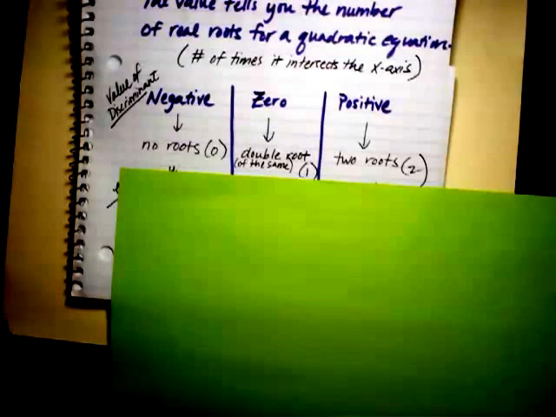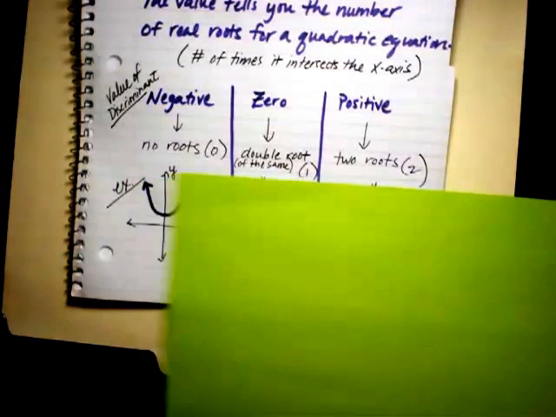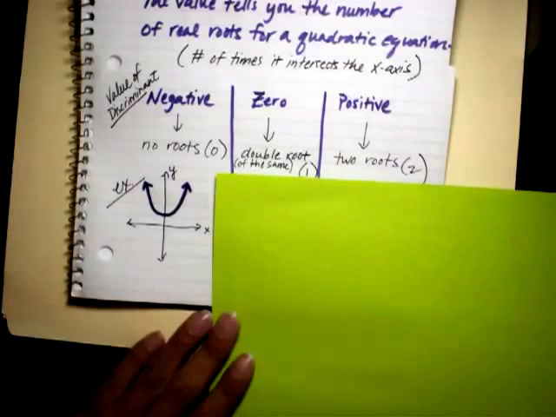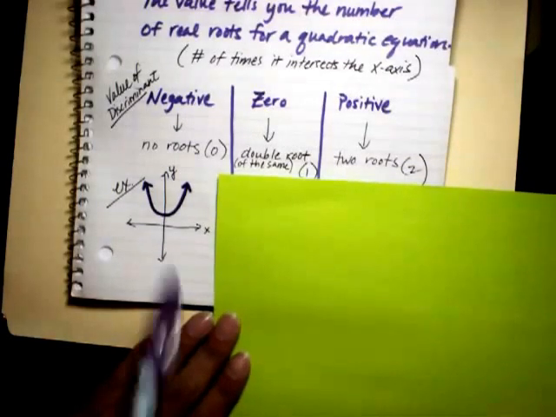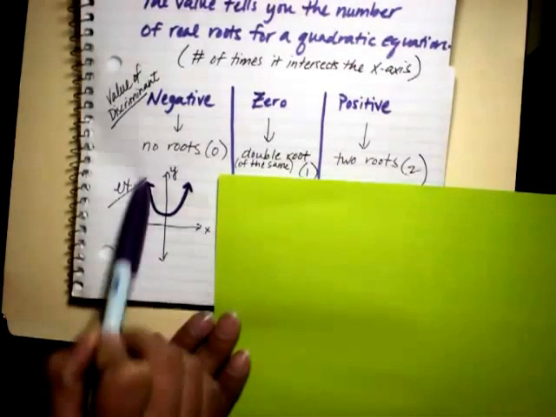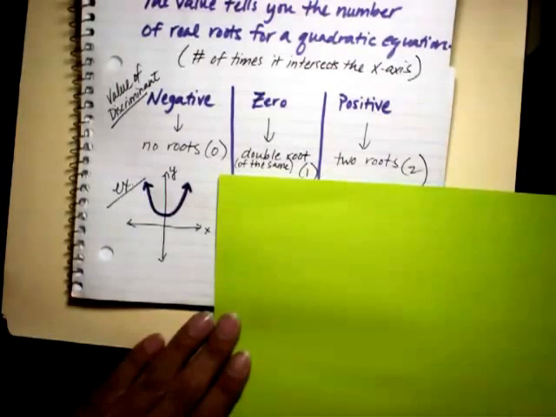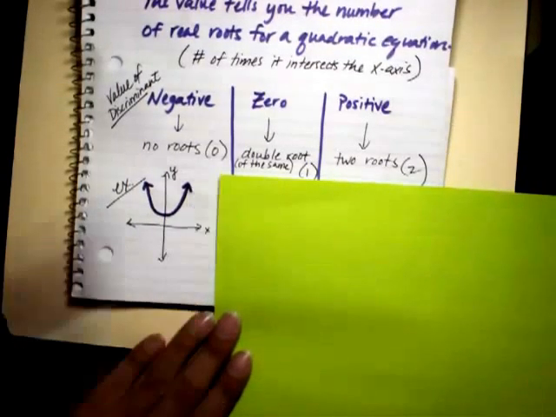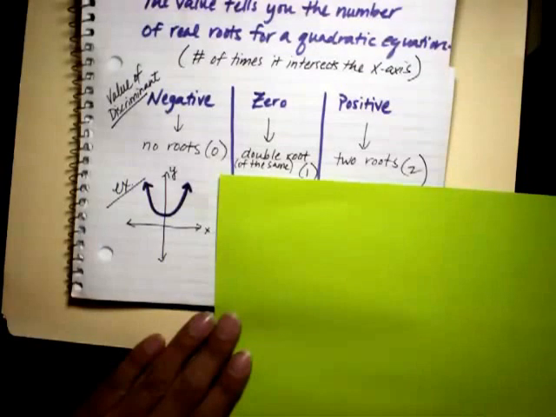So let's draw this out so that you can visualize what I'm talking about here. In the first, no roots. Notice in this example, here's your x-axis. Your graph does not touch the x-axis at all. So that's what we mean by having no roots. This occurs whenever the value of your discriminant is a negative number.